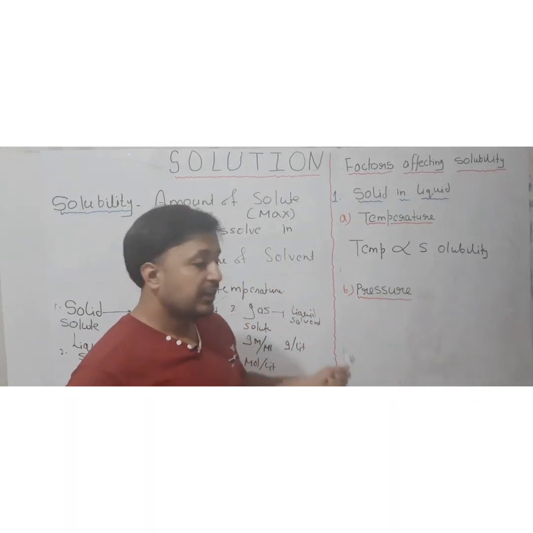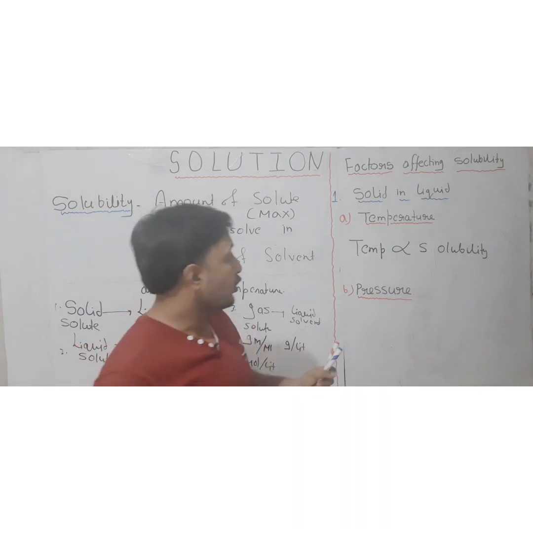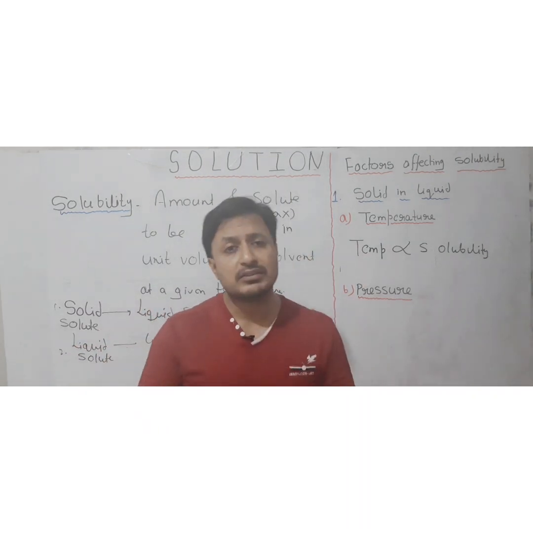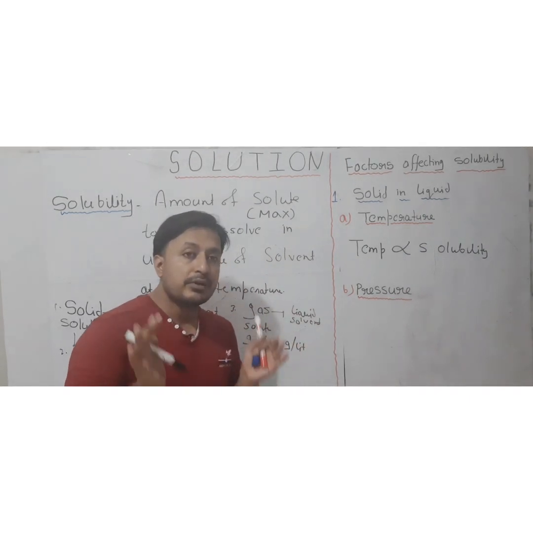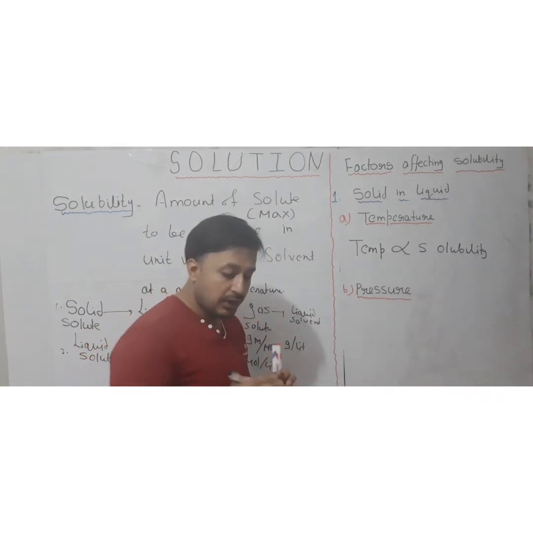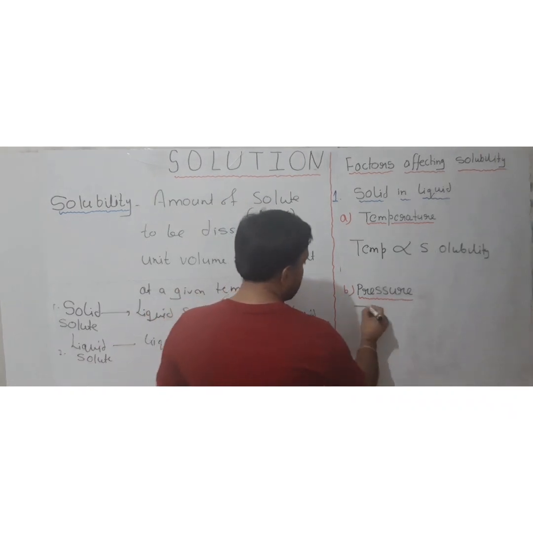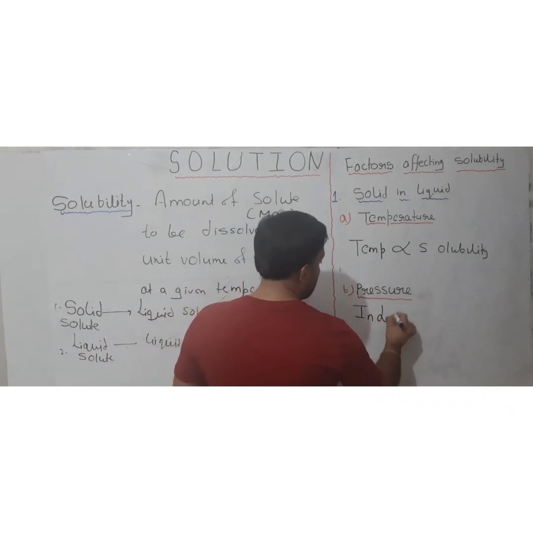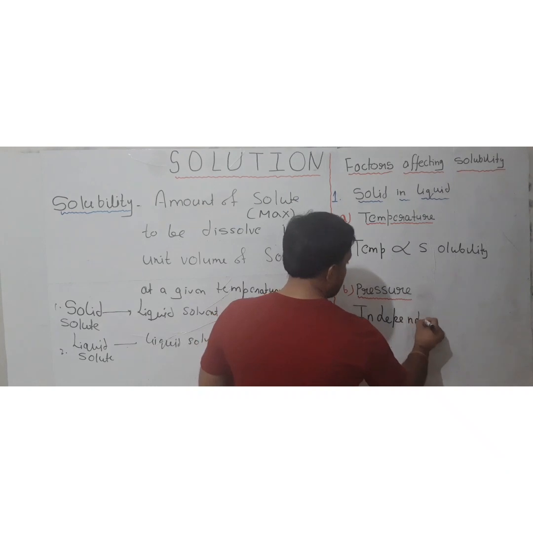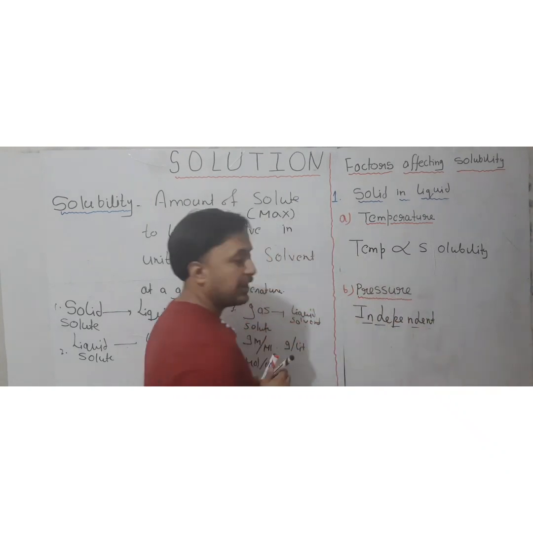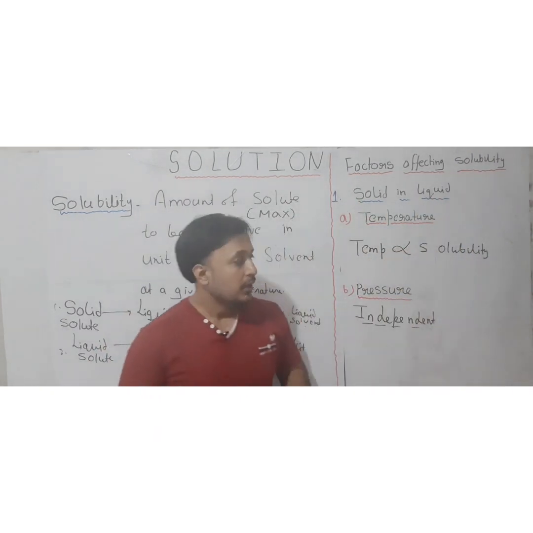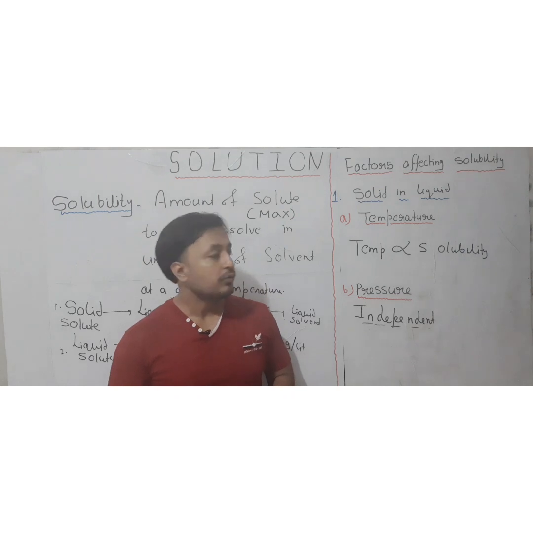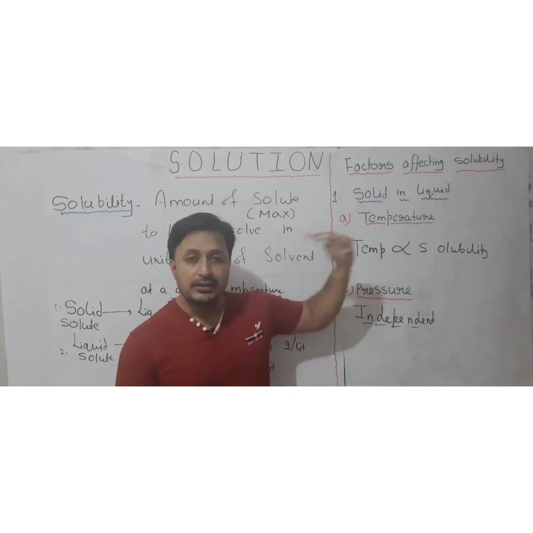That is, pressure has no role to play for the solubility of solid in liquid, as solid particles are already compressed, and pressure plays an important role in compressing things. So in this case the pressure is going to be independent, that is, it's going to have no effect on the solubility of a solid substance in a liquid. So that is how these two factors are going to affect the solubility of solid in liquid.